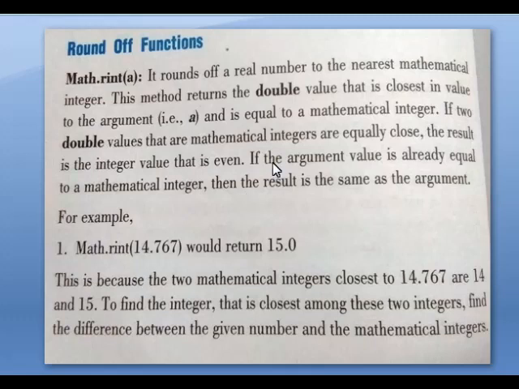See, for example, Math.round of 14.7, it will return the output as 15.0 because the number after the point is greater than 5. Okay, so it will round the value as 15. This is because the two mathematical integers closest to 14.7 are 14 and 15. To find the integer that is closest among these two integers, find the difference between the given number and the mathematical integers.